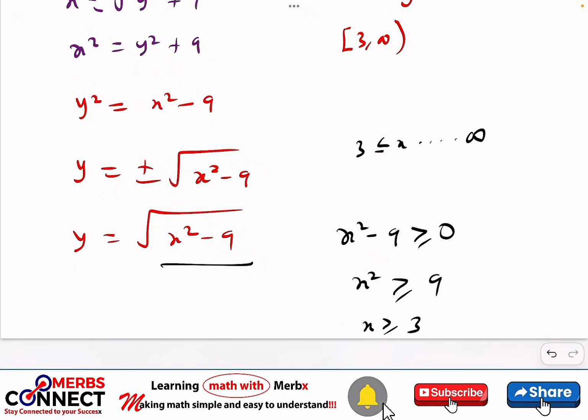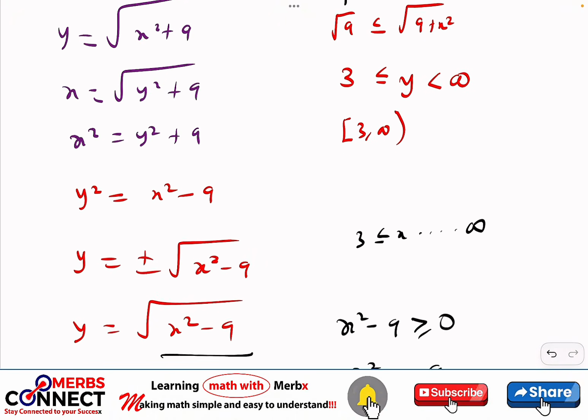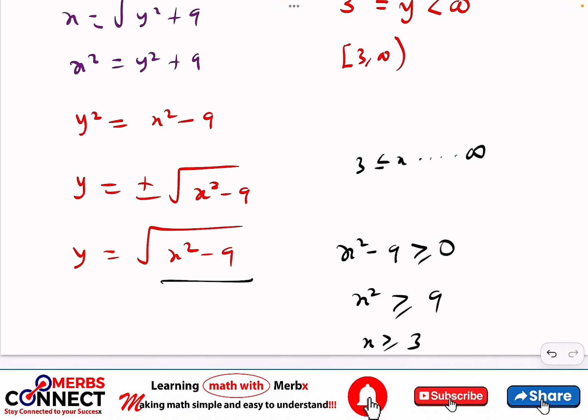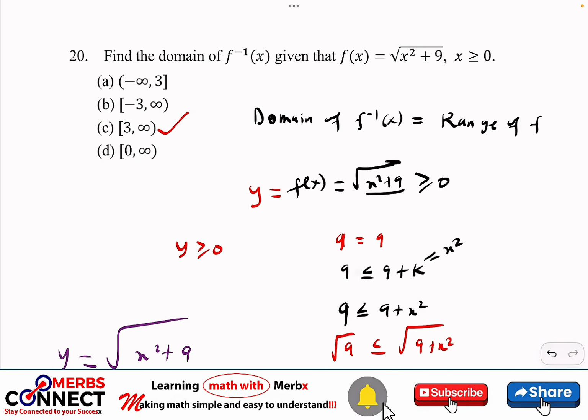Because if x is 3, that's when we are going to get 0. When x is something a lot, this will just be going to infinity. There is nothing that's going to, we don't have a maximum value here, right? I mean, we don't have a maximum value here. So x will be going to infinity. So that will be the domain that we are going to have here. So yeah, B is right.